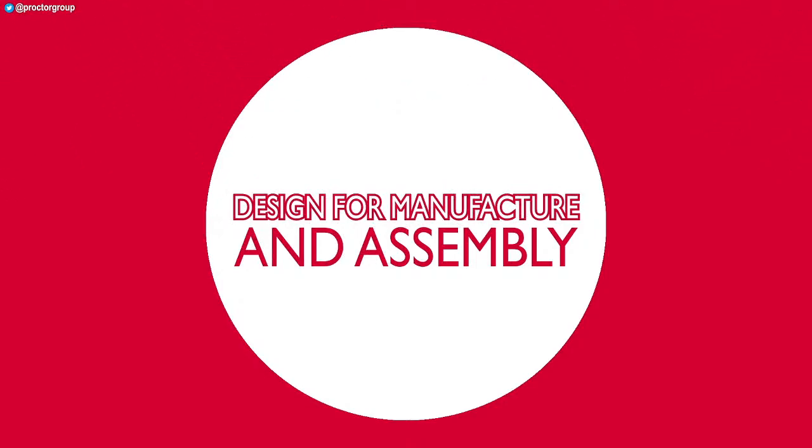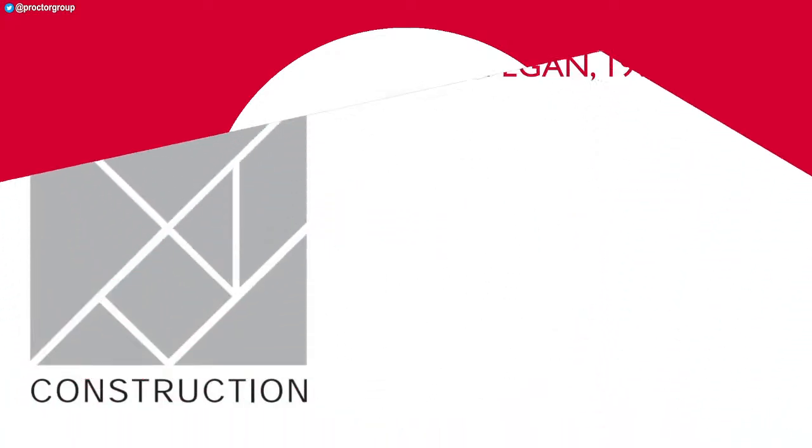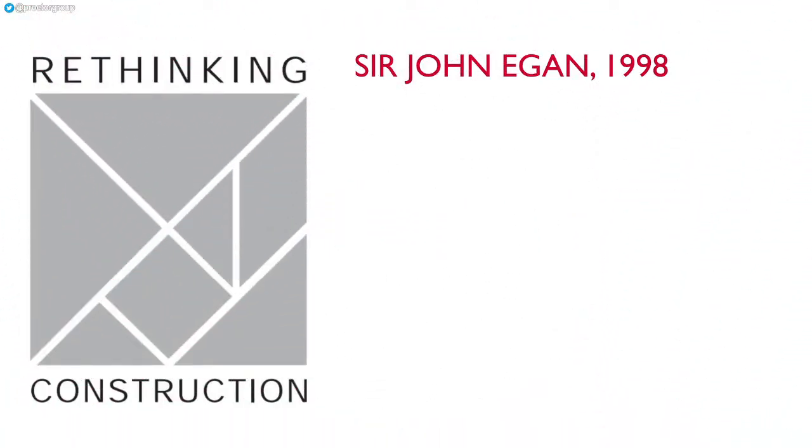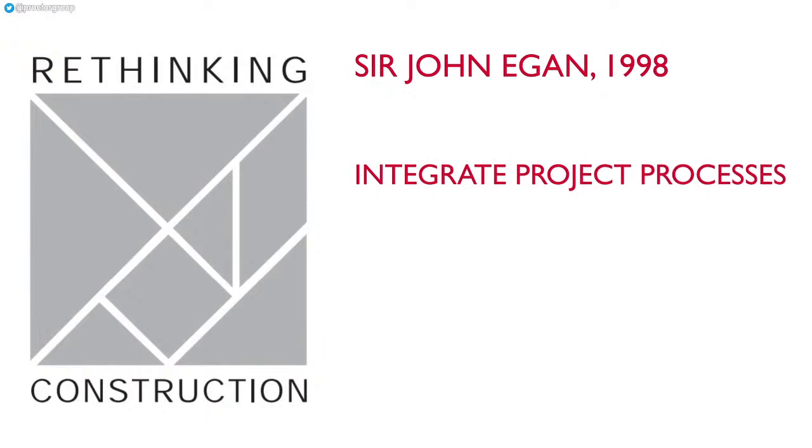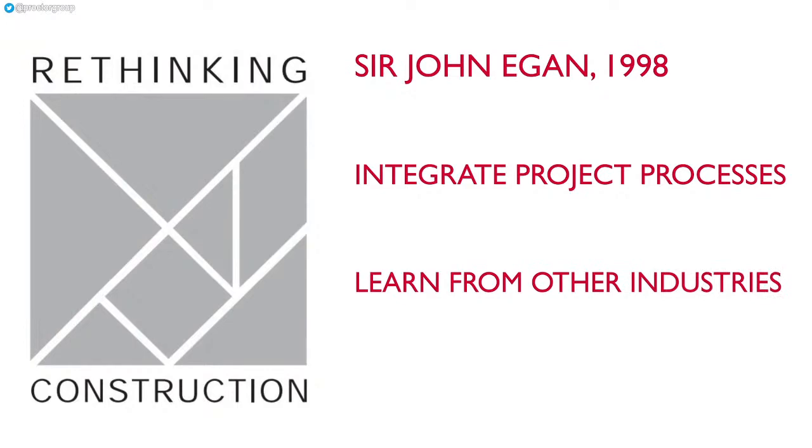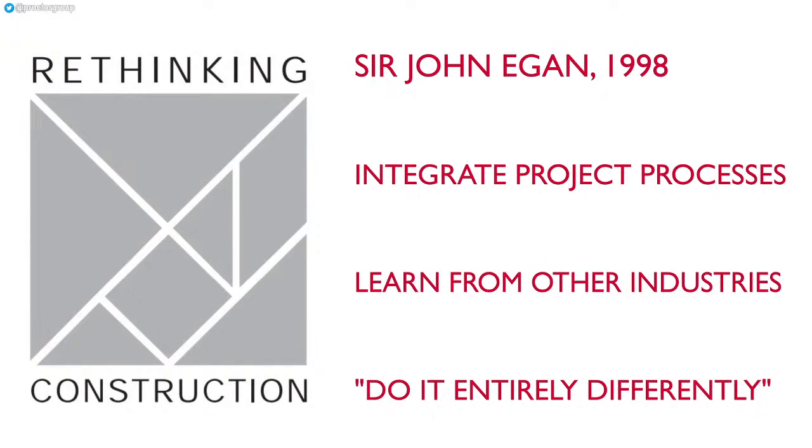Design for Manufacture and Assembly, or DfMA, is an approach traditionally used by other industries, such as manufacturing consumer products. This focused on the role of the designer in increasing both efficiency and quality of the manufacturing process. The basic principles are based on recommendations going back to the Egan report, Rethinking Construction, in the late 1990s, which focused on more tightly integrating project processes, adopting techniques and strategies from higher volume industries like automotive, to, in Egan's words, do it entirely differently.